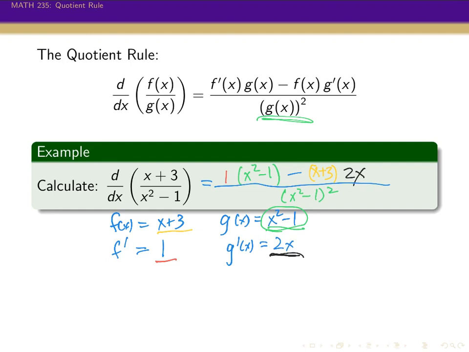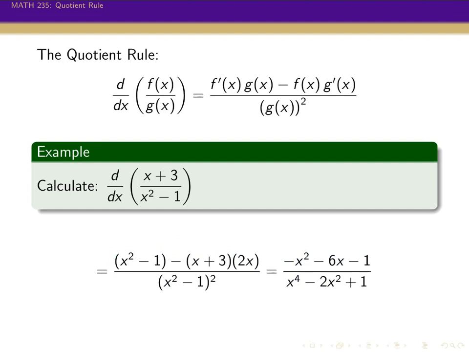Okay, and so there it is. Let's write it out nicely so you can see this is our g. f prime is equal to 1. And then we have a minus x plus 3, that's our f. 2x was our g prime. And then on the bottom, we have g squared. And if you want to simplify this, if you feel so inclined, your aesthetics demand it, you could expand this out, and this is the answer you would get.